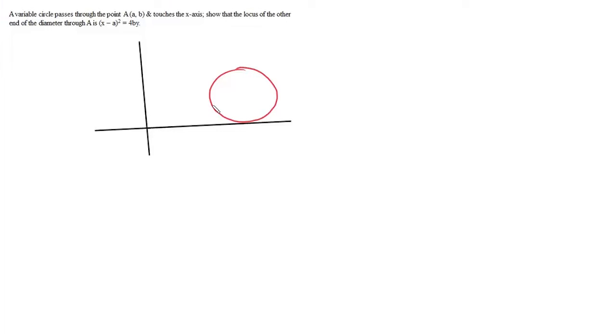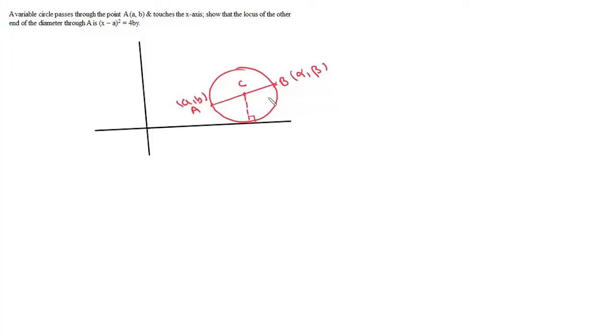And it passes through this point A, which is (a, b), and we have to show the locus of the other end of the diameter. So you have to find the locus of this point. Now in locus, the first step is to identify the point. We have to find the locus of this point. So let this point be (alpha, beta), and this is your center, and since it touches the x-axis, that means the perpendicular distance from the center to this x-axis must be equal to its radius.